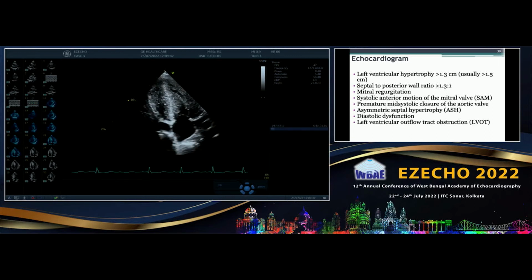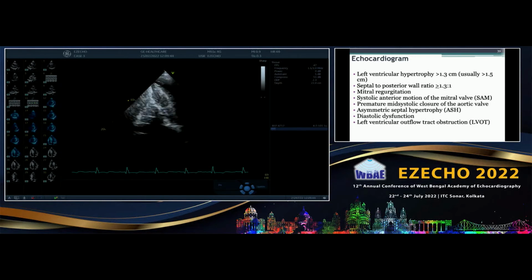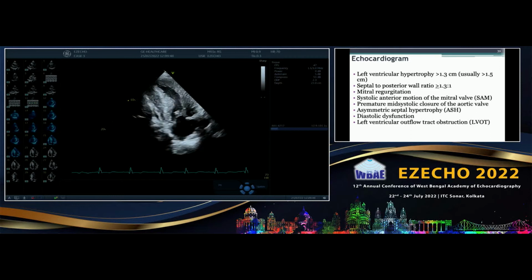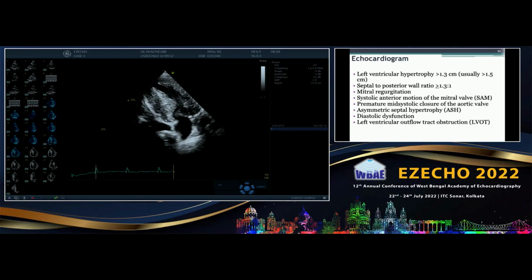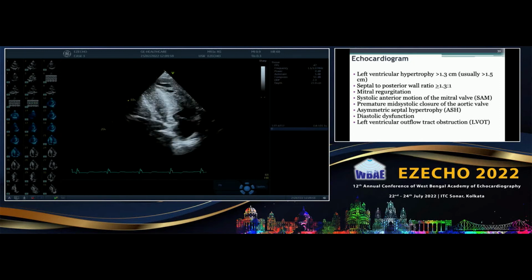EF, 50% or less. So EF measurement by biplane is more important. Just by looking at the hypertrophy is not important. So focal hypertrophy, ejection fraction, apical aneurysm, and lastly the LA volume, which is down in the list, for your risk stratification in these patients.